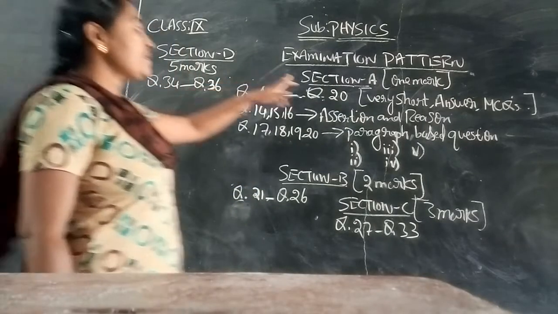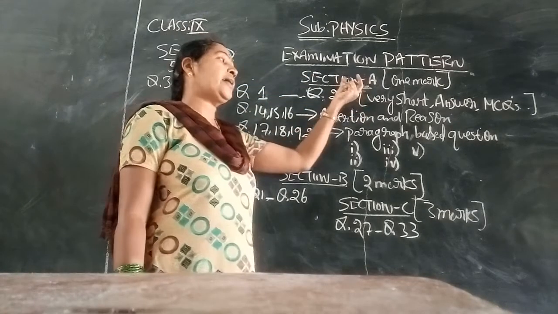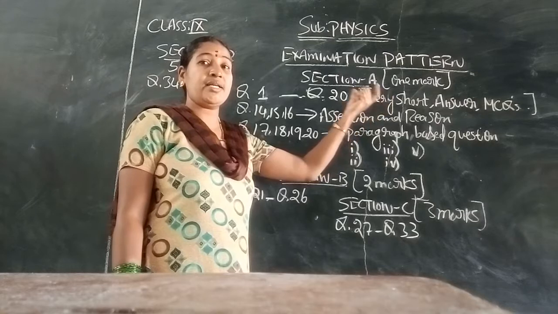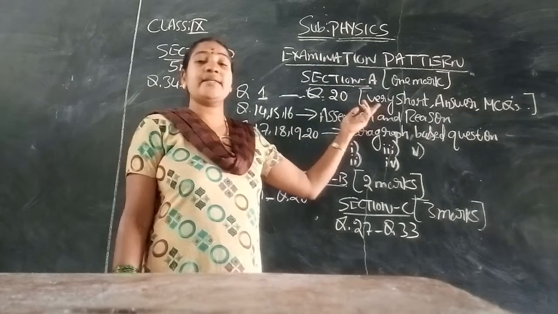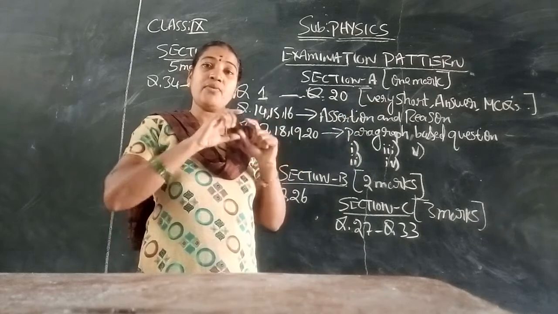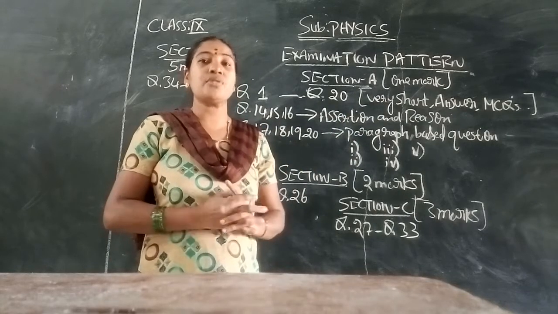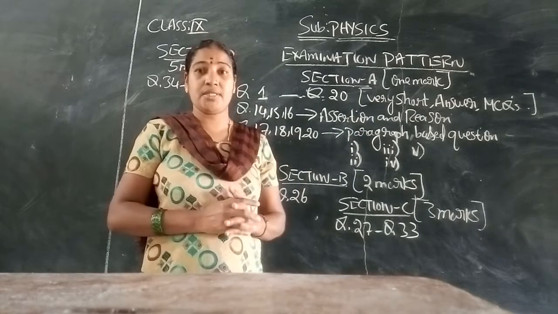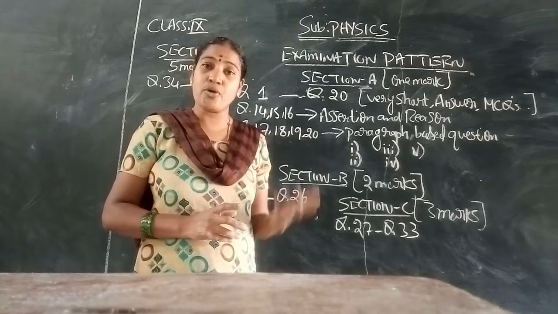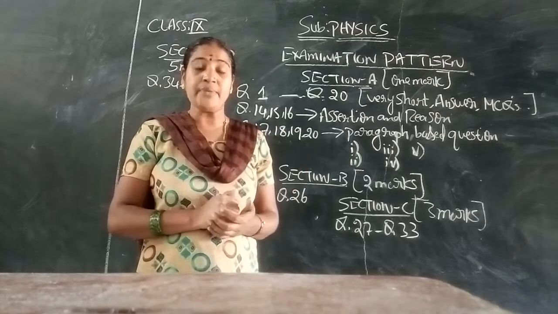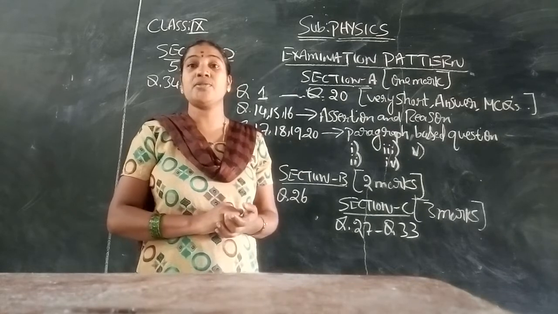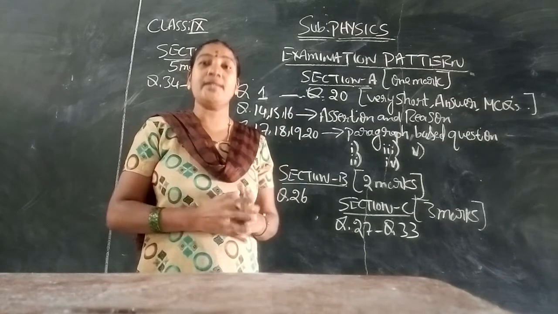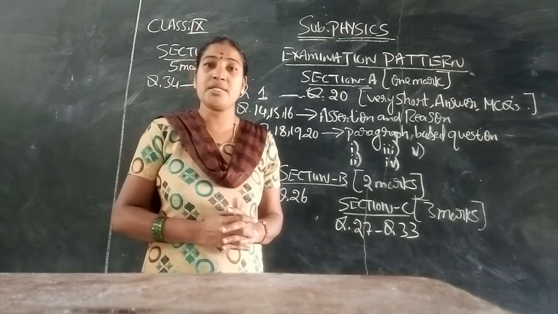Here, section A contains 1 mark questions, children. In that, they may ask very short answer questions, and MCQs, that is multiple choice questions, will be there. They are going to give 4 options, and within that you have to select any one. So MCQ based questions and very short answer questions are both there, all together 1 mark questions in section A.